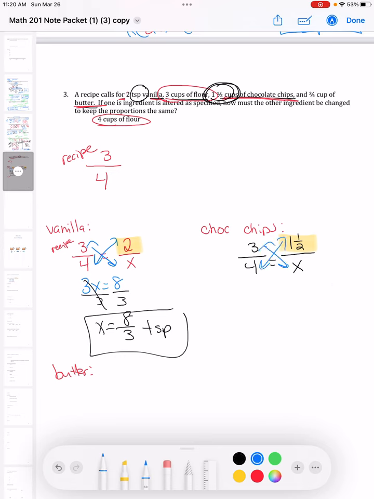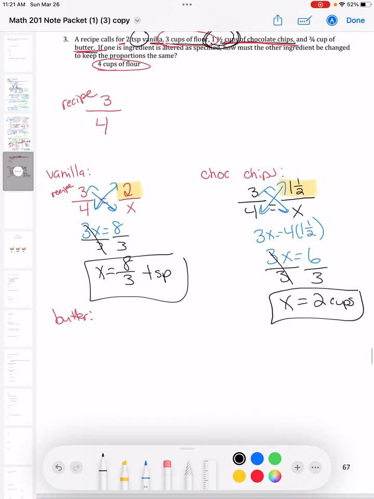So I'm going to cross multiply again. So I get 3x, and I've got 4 times 1.5. Well, 4 times 1.5 is 6. And then I'm going to divide by 3, and I get x equals 2. This was chocolate chips, they were measured in cups.